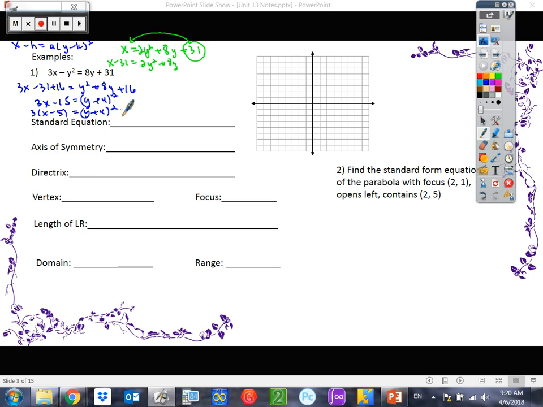So some students were leaving it like this and wondering why they were getting the p wrong. Well, I can't have the 3 over there, right? I've got to divide it. So a is with the squared variable. A is not over here. So I have to move it. So my final standard equation will be x minus 5 equals 1/3 times y plus 4 squared. Okay, so we are always matching this. If you have this memorized, it'll be pretty straightforward. If you don't have it memorized, it's going to be a little hard.